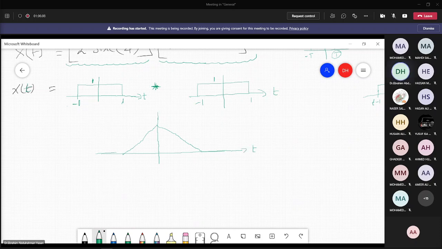So this is t, so x of t starts at minus 2 and ends at 2, so the slope is equal to 1. So simple, a convolution here.